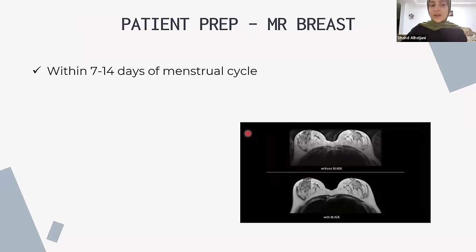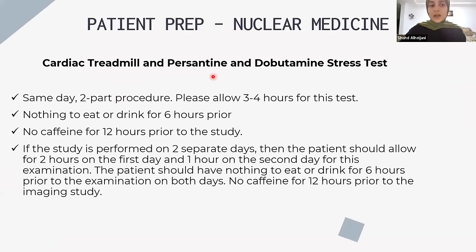MR for the breast, again, should be scheduled within 7 to 14 days of the menstrual cycle. And for the cardiac treadmill and dobutamine stress test, this is a same-day two-part procedure. You need to allow 3 to 4 hours for the test. There's nothing much to say. The patient has to be NPO 6 hours prior, no caffeine 12 hours prior, because obviously caffeine will accelerate the cardiac muscle. So there will be increased heart rate, and the test won't be accurate.